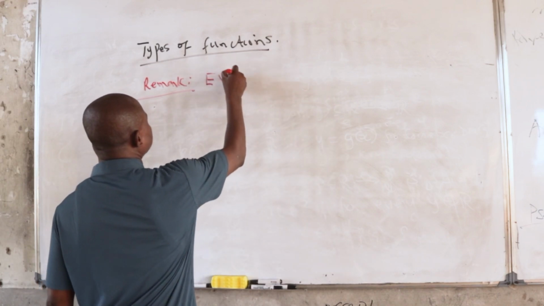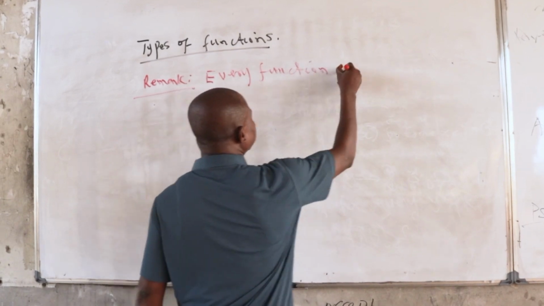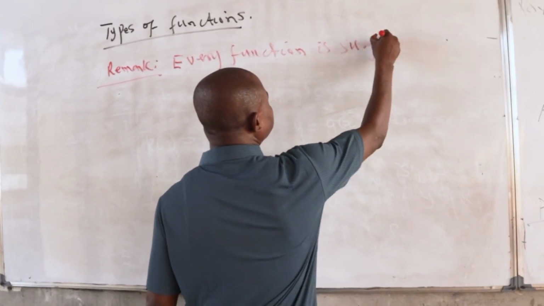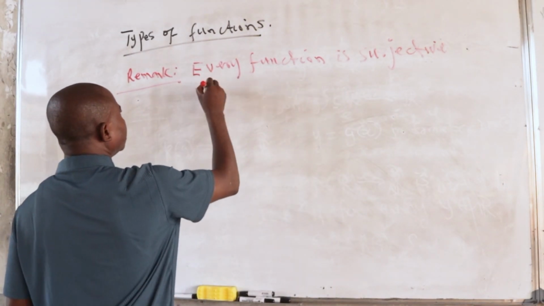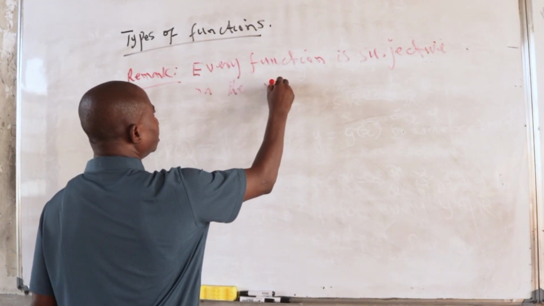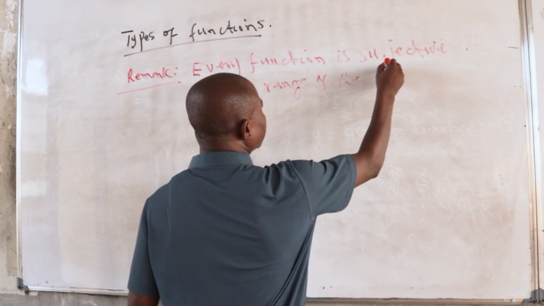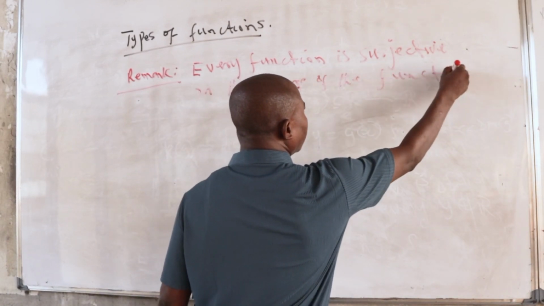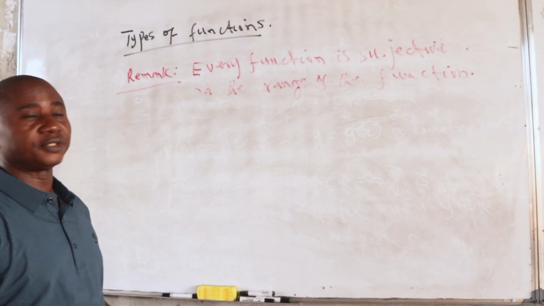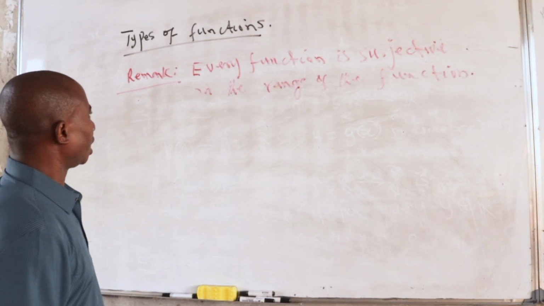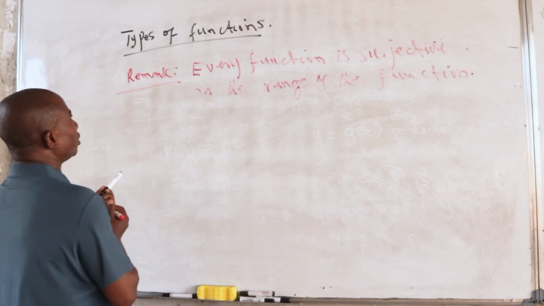Every function is surjective on the range of the function. So any function you give to me is surjective on its range. Okay, that's number one.